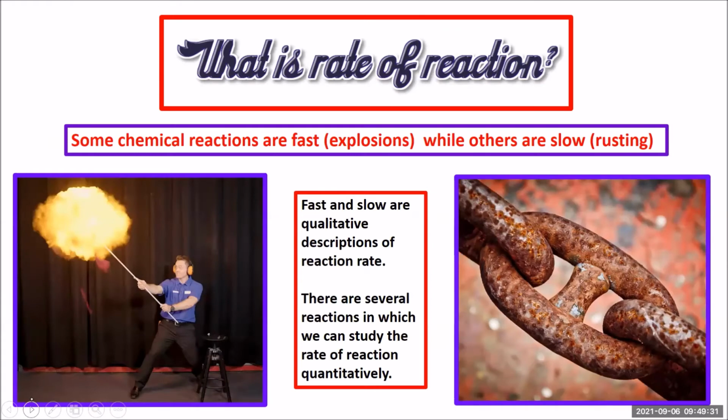Some chemical reactions are really fast. An example of this would be explosions, while others are actually quite slow, for instance, the rusting of an iron chain. But fast and slow are qualitative descriptions of reaction rate. To be able to calculate how fast a reaction is going, we need to be able to observe something changing during the course of the chemical reaction. And there are several reactions in which we can study the rate of reaction quantitatively.